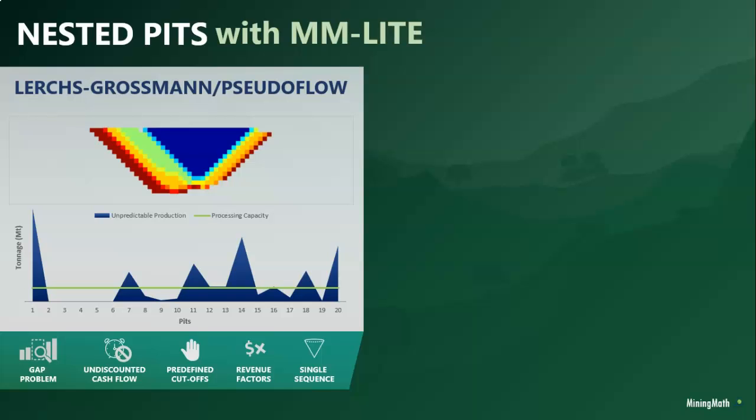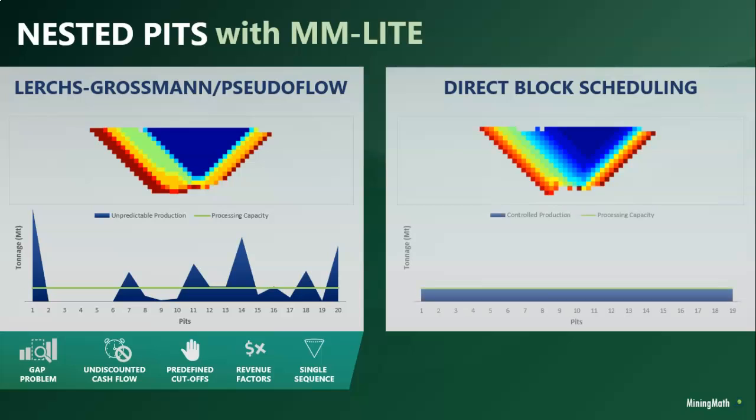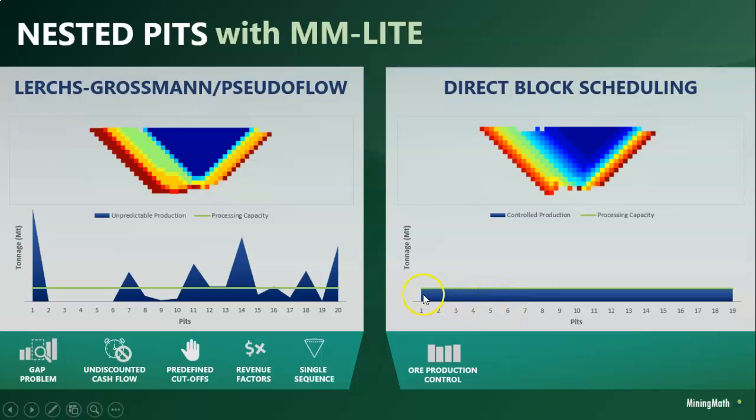Using MindMath Lite, the first version, the basic version of MindMath, you can start to have production control. So you can see here the gap problem is solved. You have a discounted cash flow, so the software will decide which area can be mined to give you the best profit. You have a cutoff optimization because the math optimization will consider the ore production and the discounted cash flow, and it will give you the best cutoff optimization.